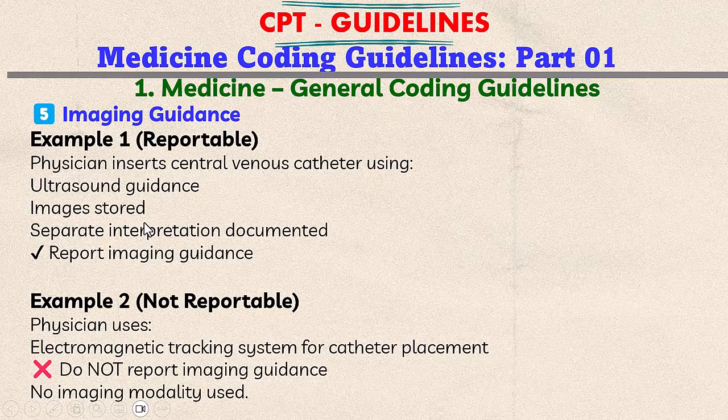Let's see an example. A physician inserts a central venous catheter using ultrasound guidance. Images are stored and a separate interpretation is documented. So here, report imaging guidance. Example 2, a physician uses an electromagnetic tracking system for catheter placement. Here, do not report imaging guidance because no imaging modality is used.